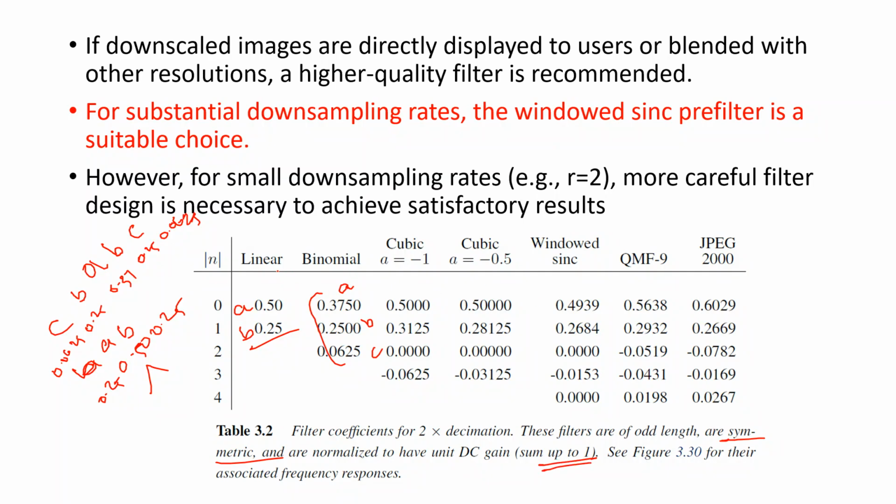You can see the result of the linear filter is much poorer when compared to the binomial filter. The binomial filter result would be less poor than cubic. So Windowed Sinc has much better results. Similarly, QMF9 and JPEG 2000 are good quality filters used to preserve the details well.